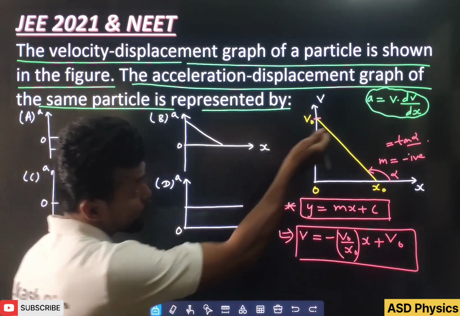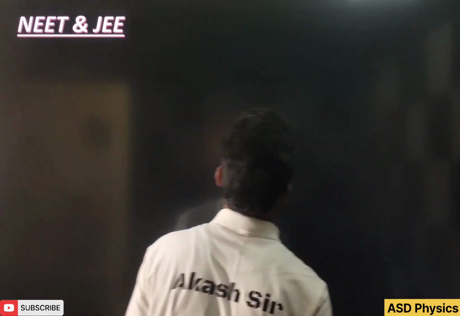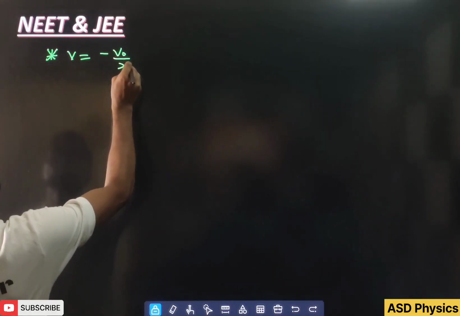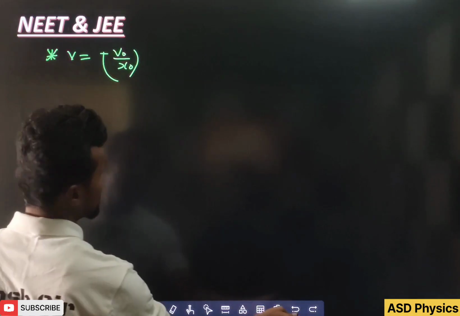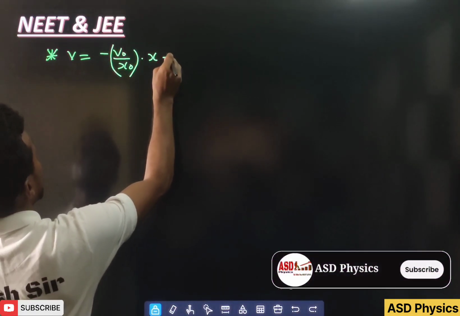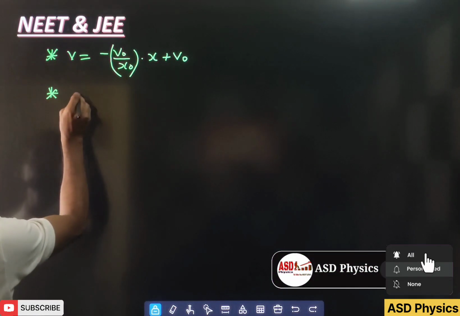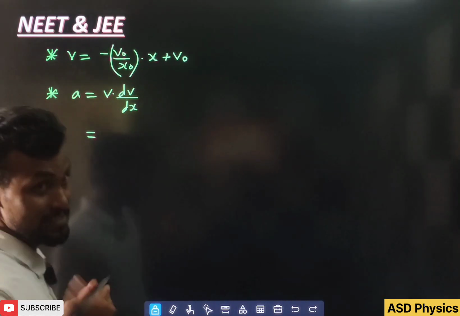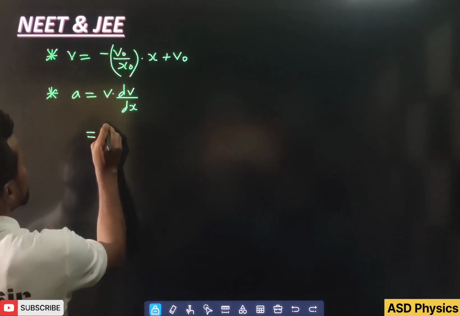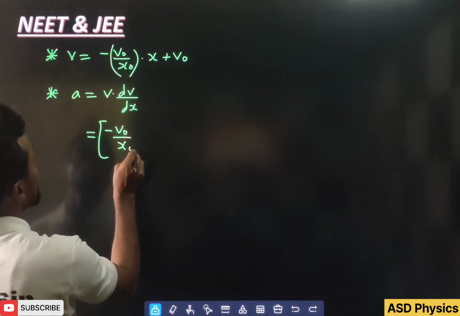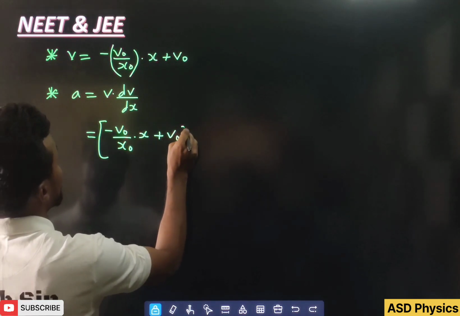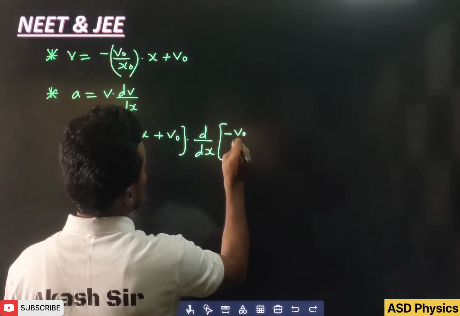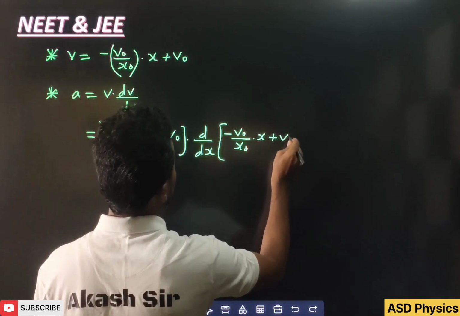After that, we are going to use this. As we know, we have got minus v naught by x naught into x plus v naught. And a equals v into dv by dx. We have to solve this, then only we can come to know. So what is v here? Let me write: minus v naught by x naught into x plus v naught, into d by dx of minus v naught by x naught into x plus v naught.